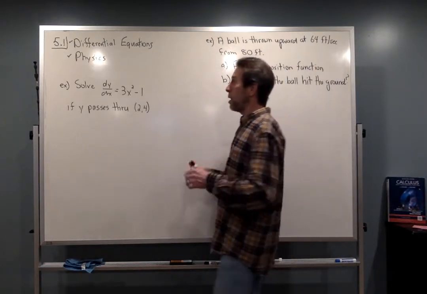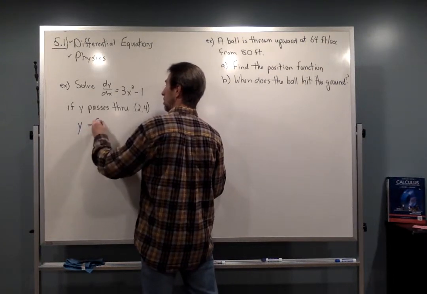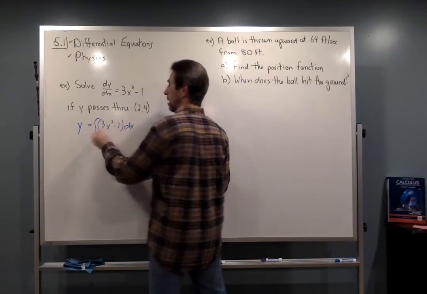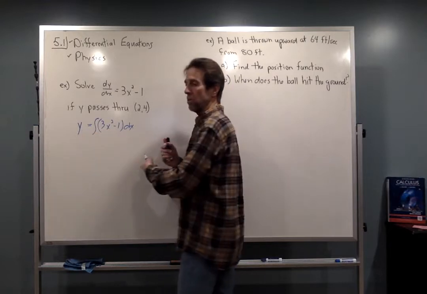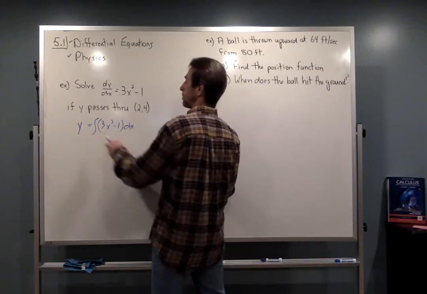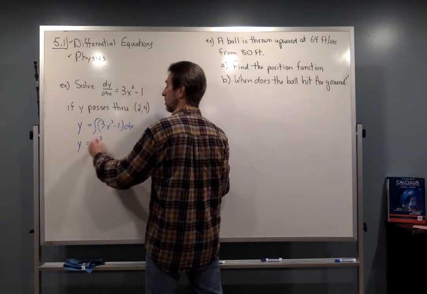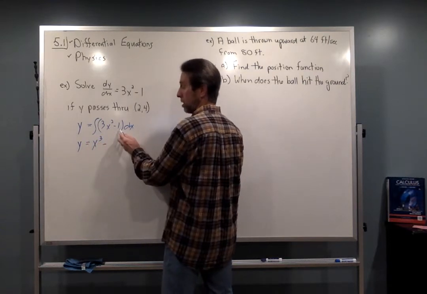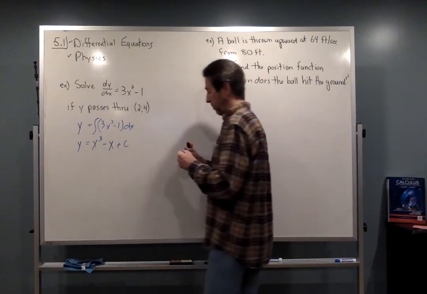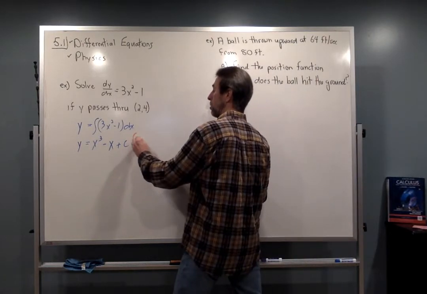To solve this differential equation, we know that y is going to simply be the integral of 3x squared minus 1 dx. You notice I didn't really have to go through the process of putting the dx over here and integrating both sides, because we know we're going to integrate the function. Therefore, y is going to be x cubed minus x. We've seen that already. The antiderivative or integral of 1 is x, because I'm using the variable x. Then again, we have that plus c. This sometimes is referred to as a general solution to a differential equation.